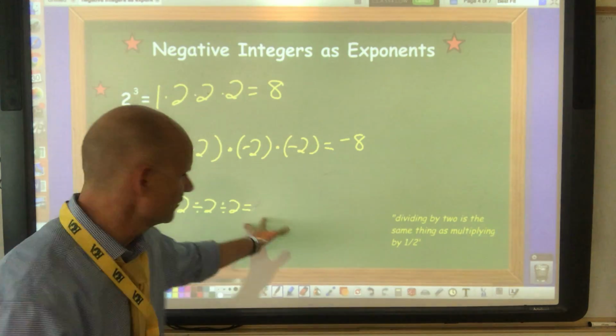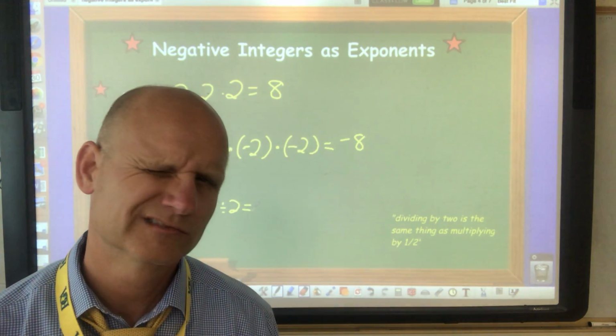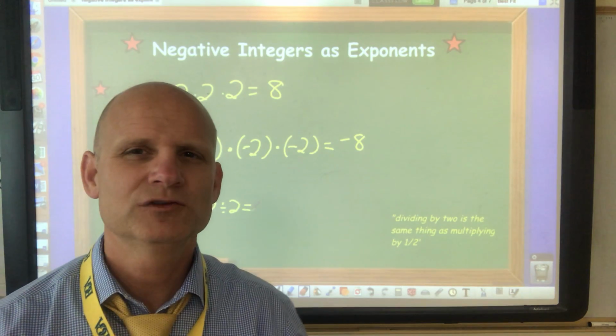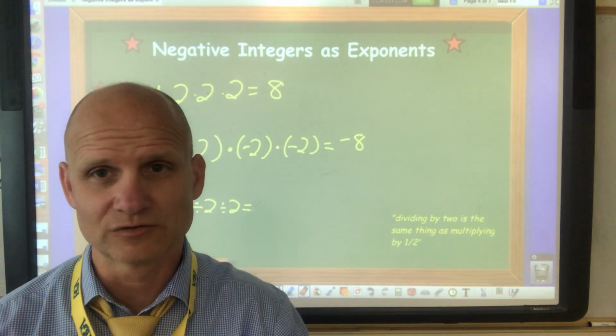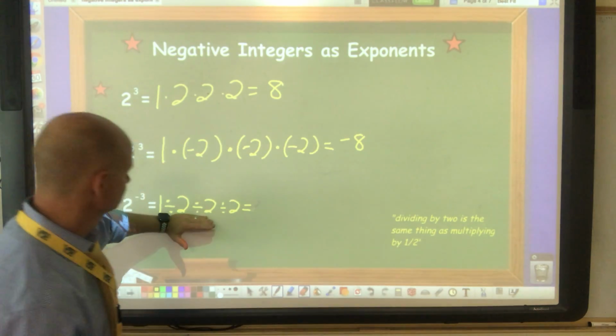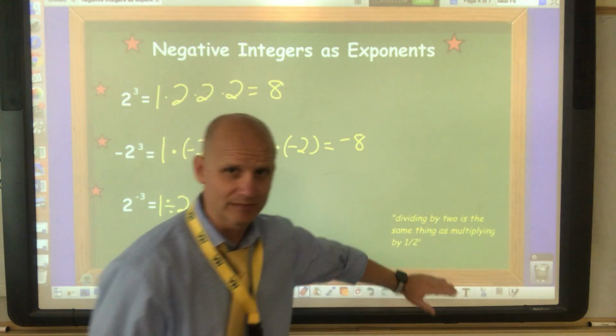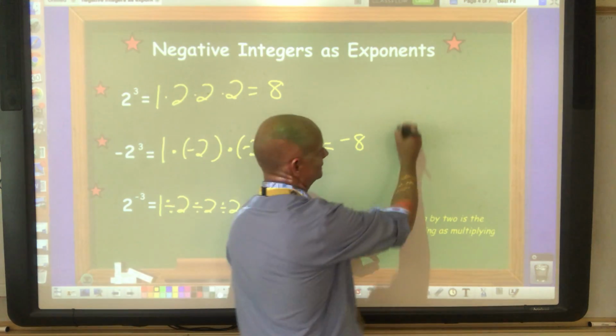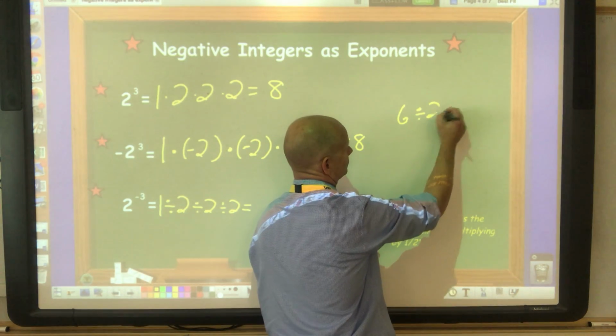Well, this is kind of hard math. When you look at that, you don't really know what's the answer. But if you write it as a fraction, it becomes easier math. And one thing I hope you guys understand is when you divide by 2, that's the same thing as multiplying by a half. For example, if I take 6 and I divide it by 2, well, that's 3.